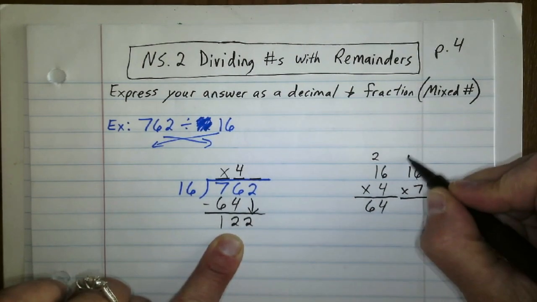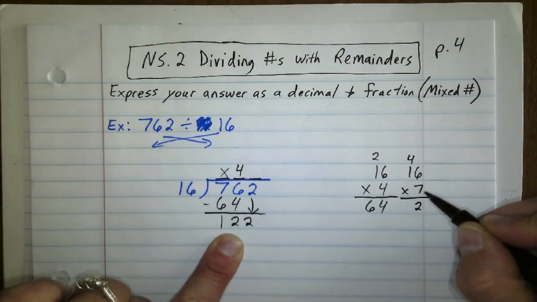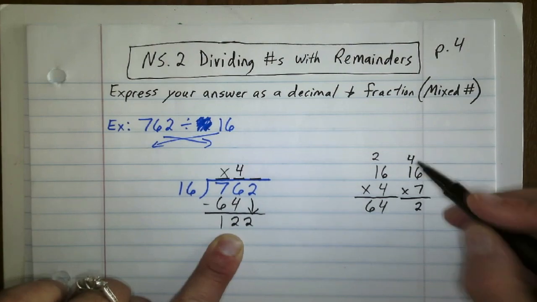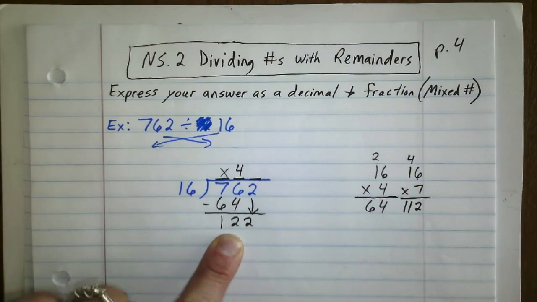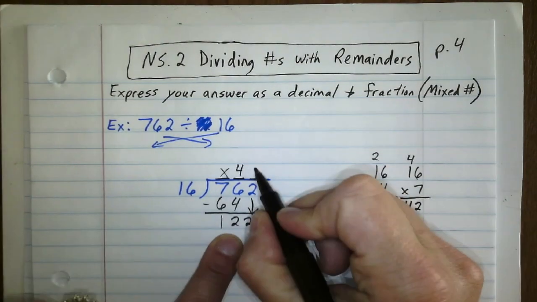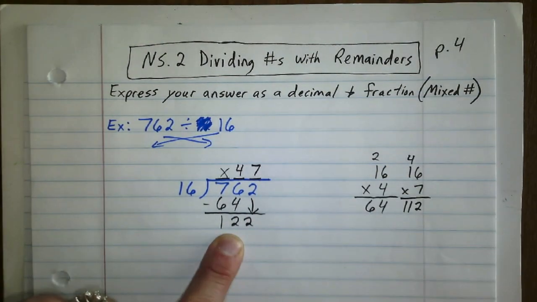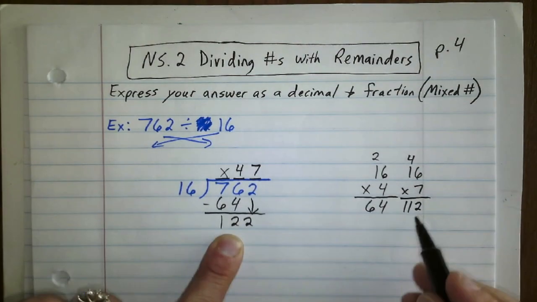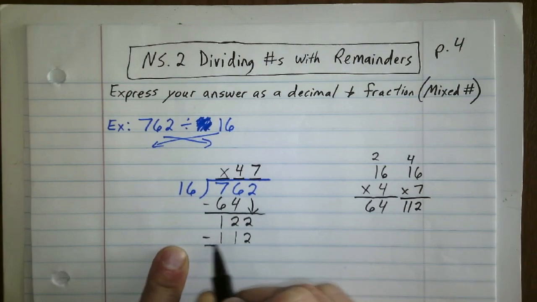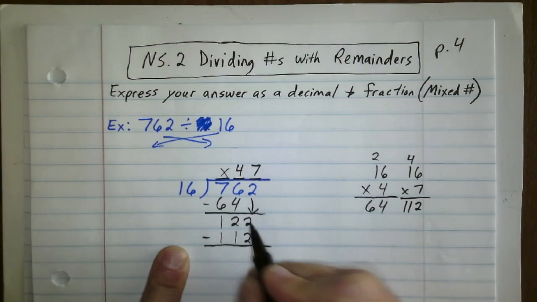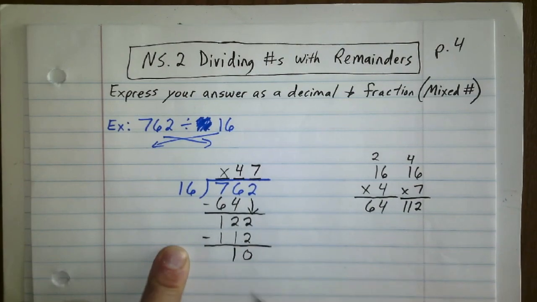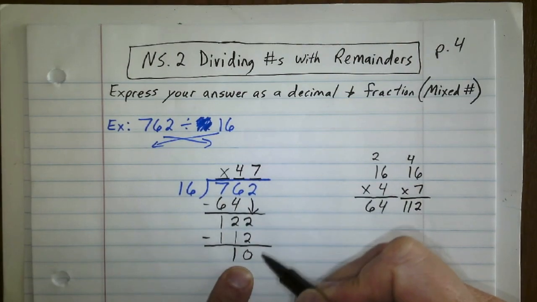7 times 6 is 42. 7 times 1 is 7. When you add 4, 8, 9, 10, 11, that's 112. Is that as close as we can get to 122 without going over? Yes. So you put a 7 above the 2, nice and neat in that space. 7 times 16 was 112. You're going to put those right here. Subtract, trace the blue line. 2 minus 2 is 0. 2 minus 1 is 1, and I have 10, and I have nothing right now to bring down here.